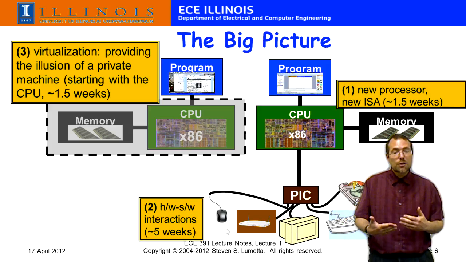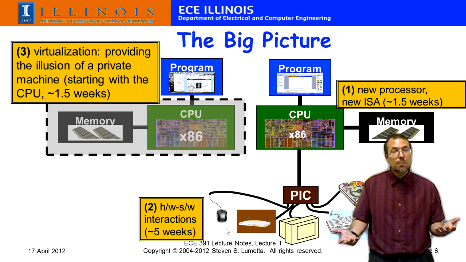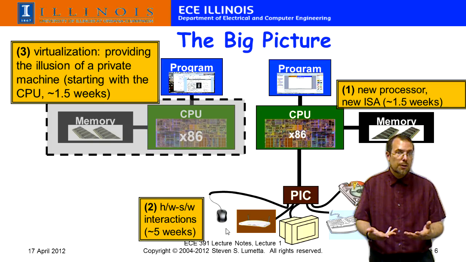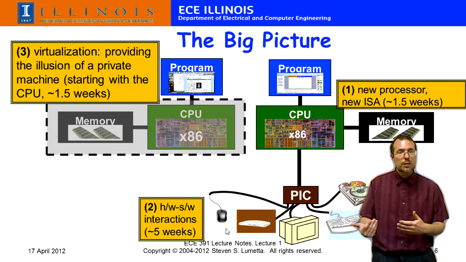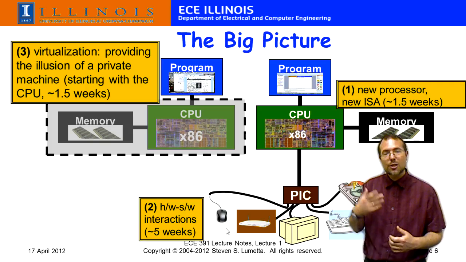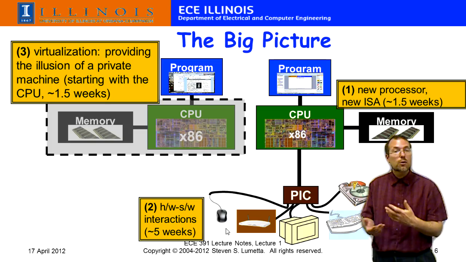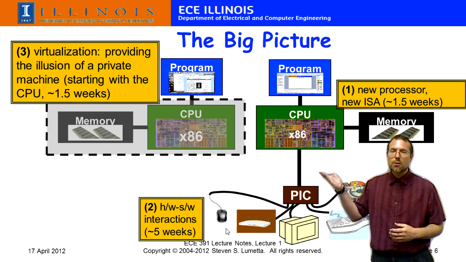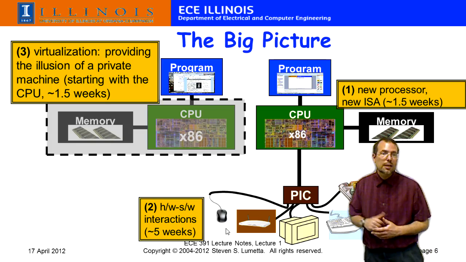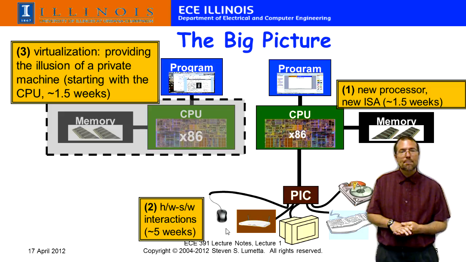Nevertheless, for many years now, you've been able to run 10, 15, 20 programs at a time on your computer, and it seems as though all of them have their own computer. Now that, of course, is not really true, but that's what we mean by virtualization. How do you provide the illusion that you've got many processors in your system, even if you've got only a handful? So we'll start with virtualizing the processor. That'll take us about 1.5 weeks of the course.